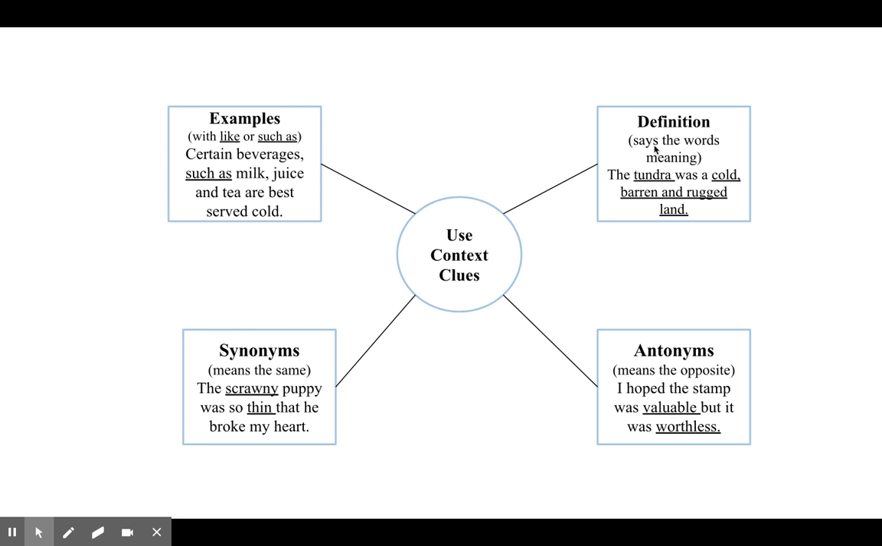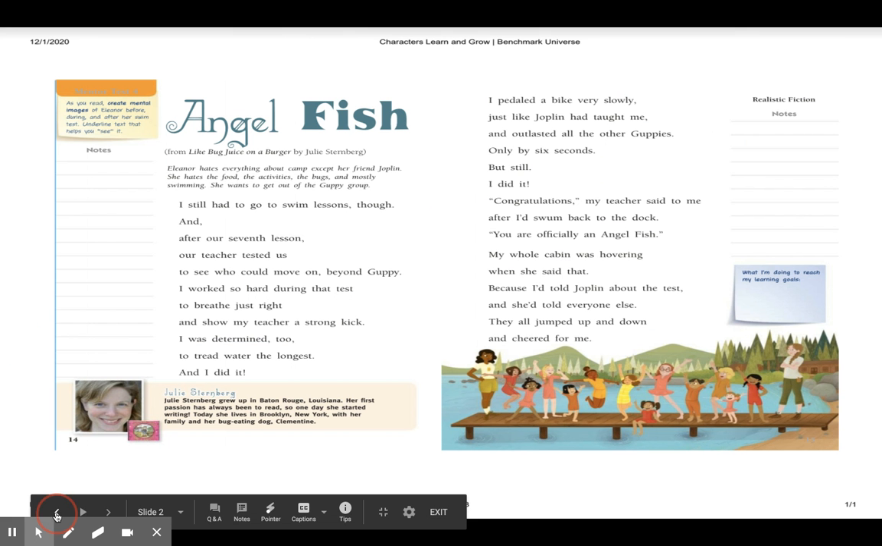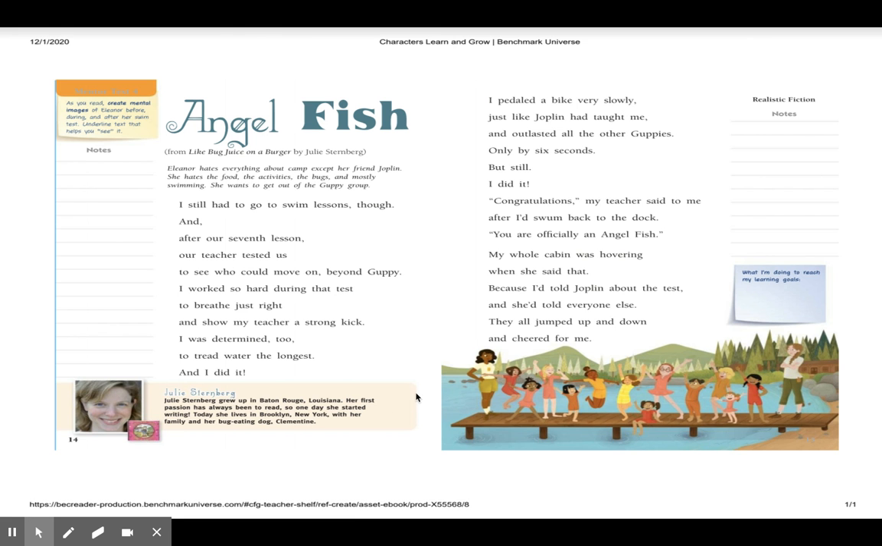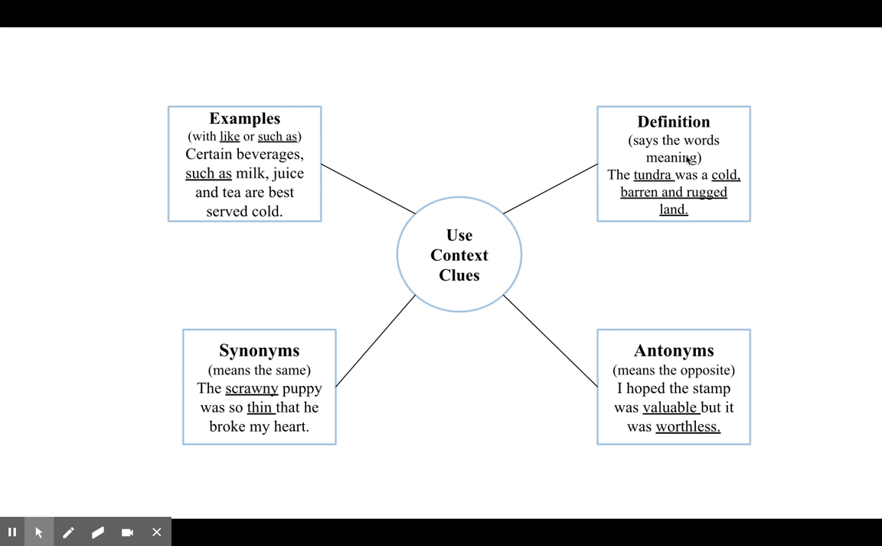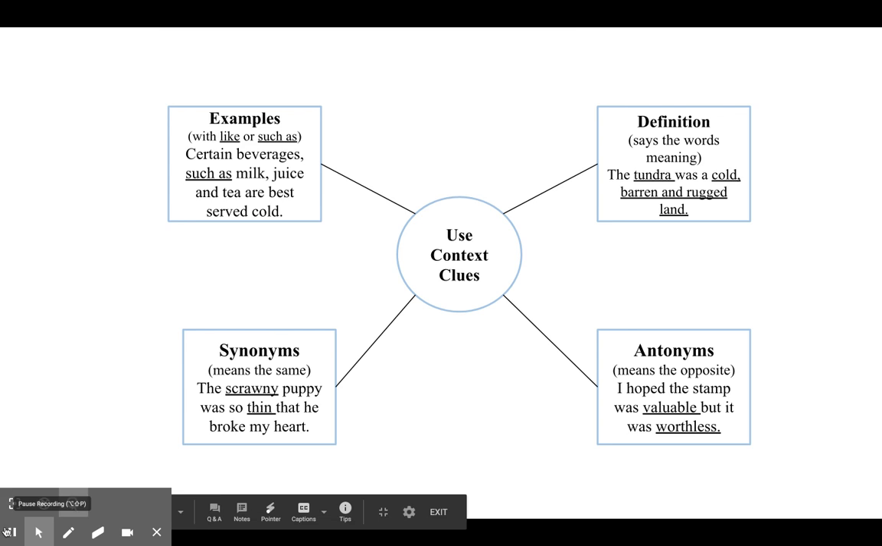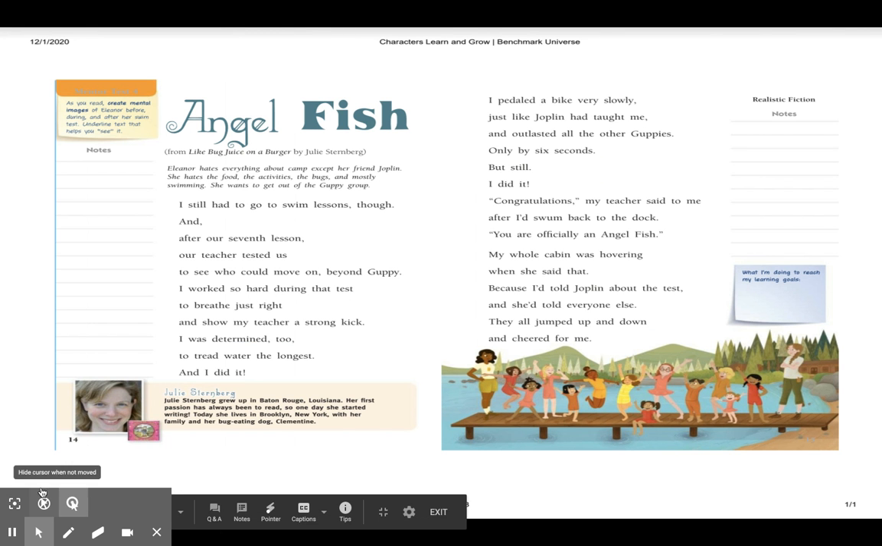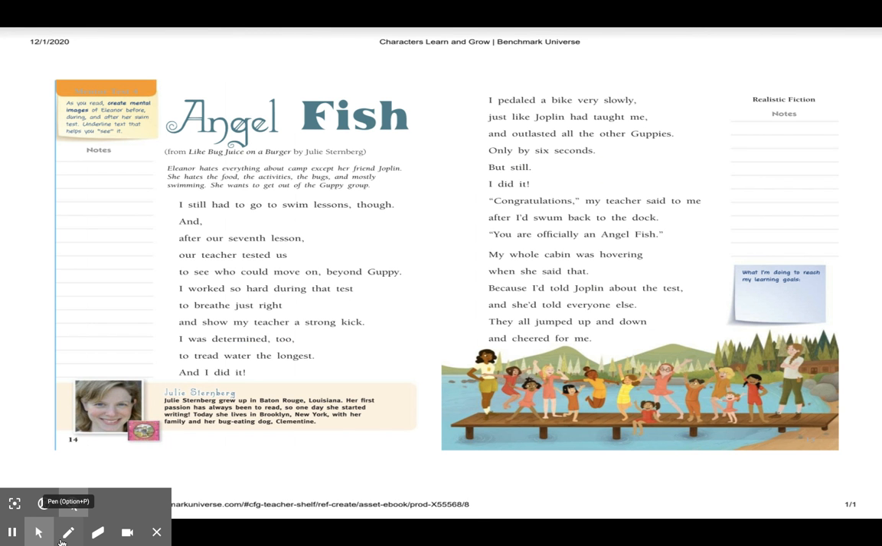And definition, just like in this part of the story, when she said, I pedaled a bike very slowly, that's an example of a definition in the sentence. The tundra was a cold, barren, and rugged land. In this sentence, the word tundra is defined. Using what we learned about context clues, go ahead and use context clues to define the word outlasted.